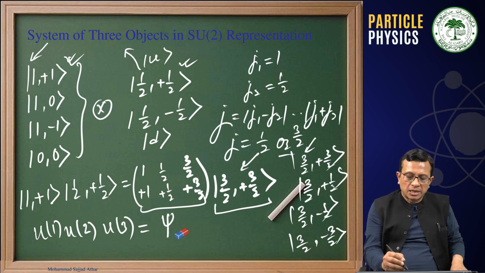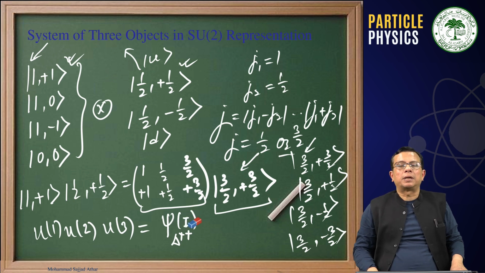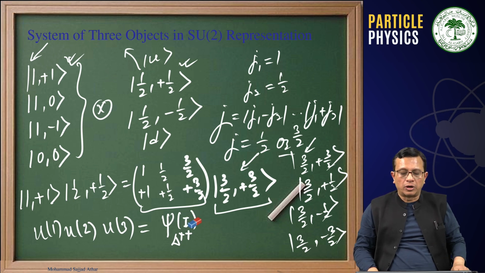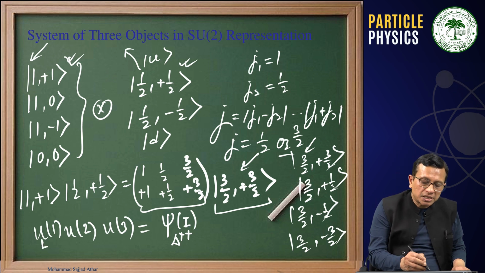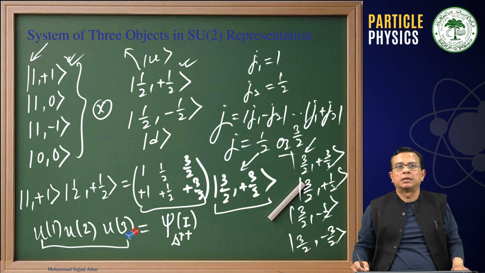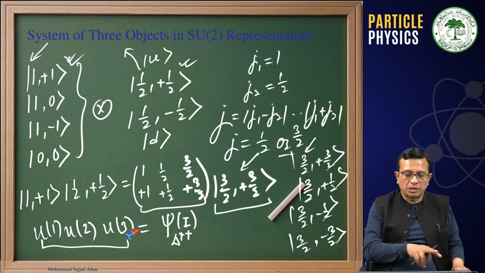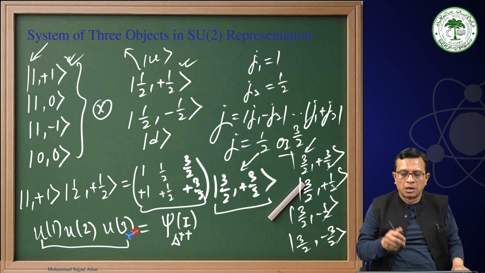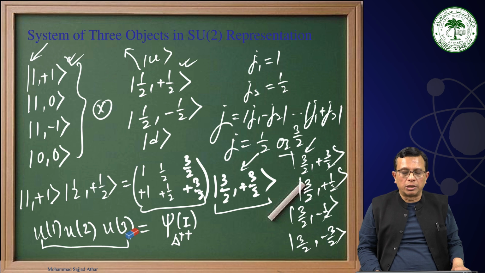Therefore, this is the flavor wave function for delta plus plus, and this is a completely symmetric flavor wave function. As you can see, in the flavor wave function you can interchange these 3 quarks. We saw that nothing is going to change.